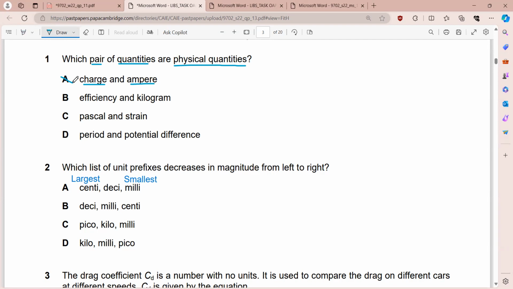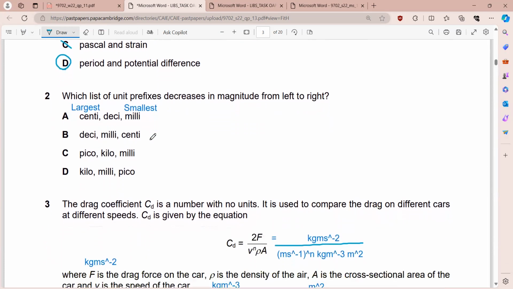So let's see if there are any other units. Efficiency, kilogram is a unit, Pascal is a unit. So the only other option is D. Let's just check. Period and potential difference. Neither of them are units, and they can be written. Period is written with a particular magnitude, and its unit is seconds, and potential difference is volts.